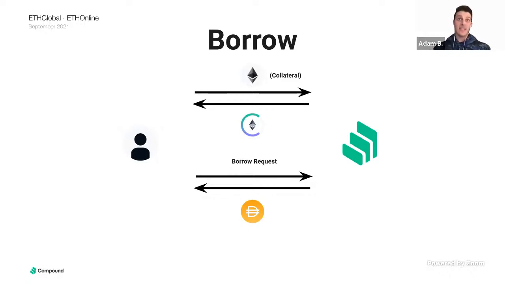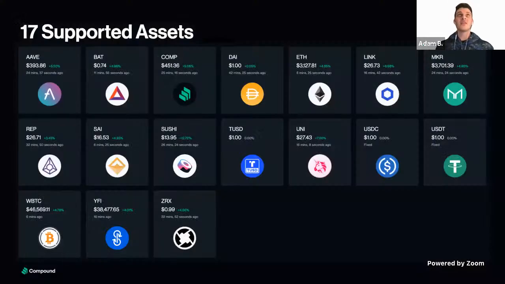Supplying only is safer than borrowing. You can't get liquidated when you supply only, and there's much less risk involved when you supply only. So that's a little background on the 2 major use cases of the Compound protocol. These are the currently supported assets. This list keeps growing.